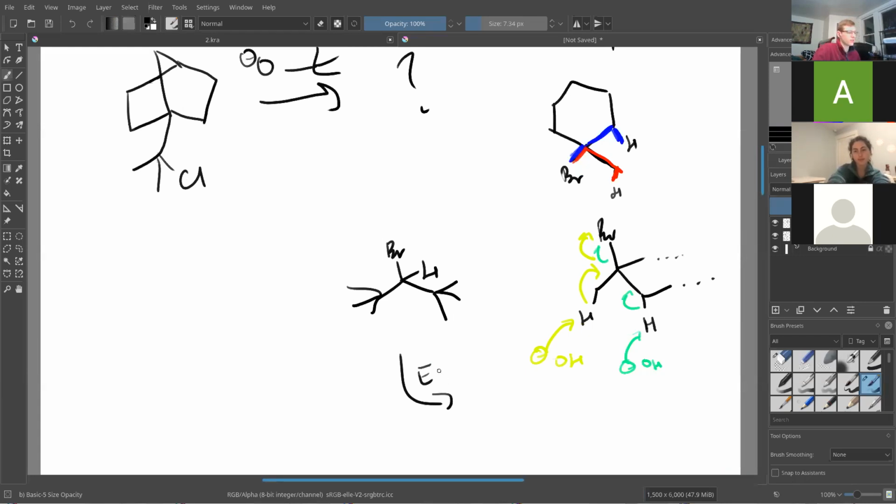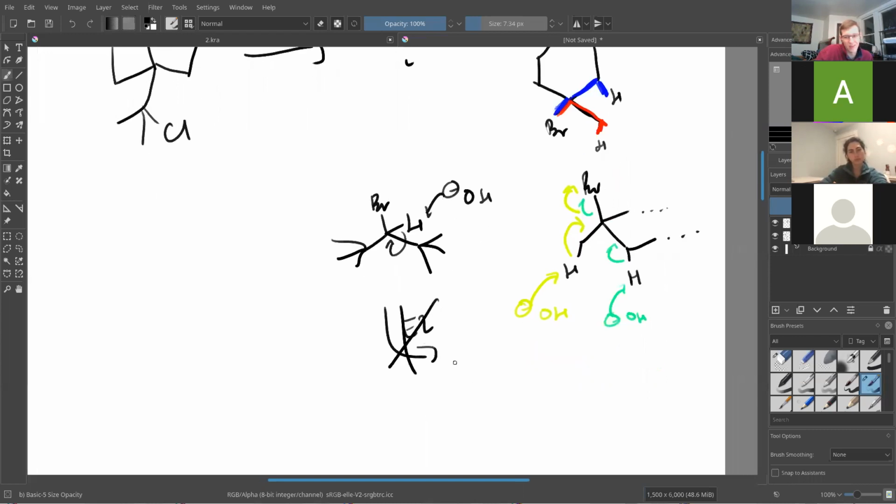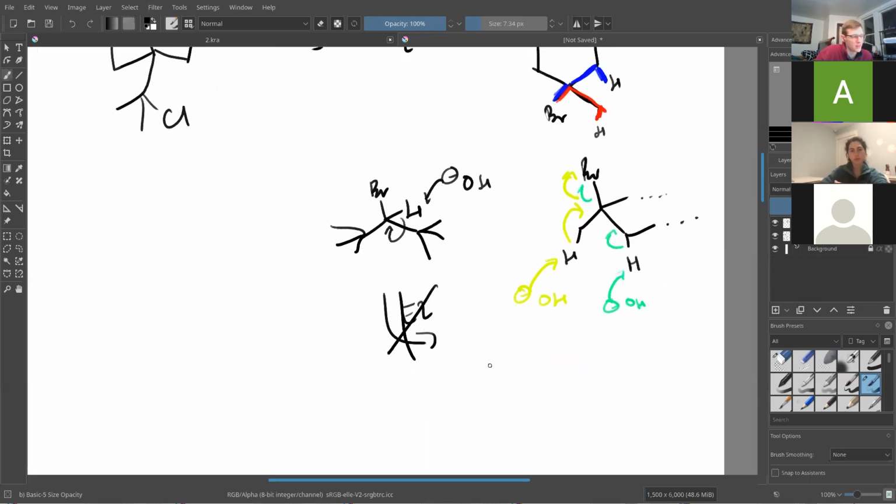Oops. So you can't do E2 because, well, what's going to happen, right? Let's say you have this OH minus, and you want to take off this hydrogen. These electrons have to go somewhere, but they're just going to stay on that carbon. They don't have anywhere else to go, right? And, well, then what?